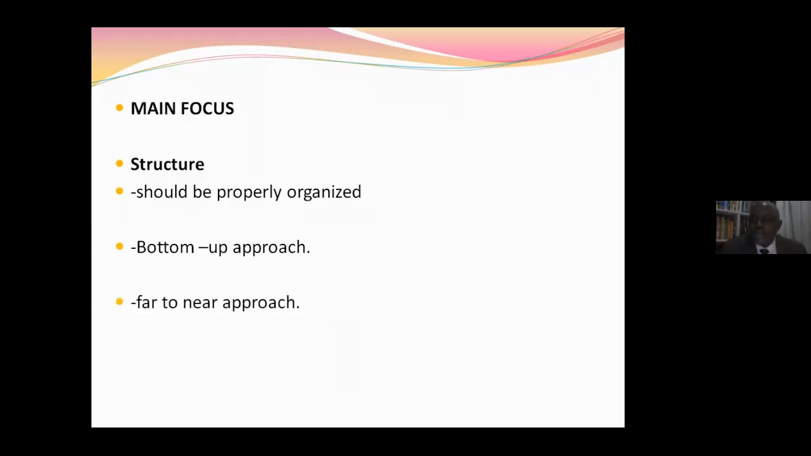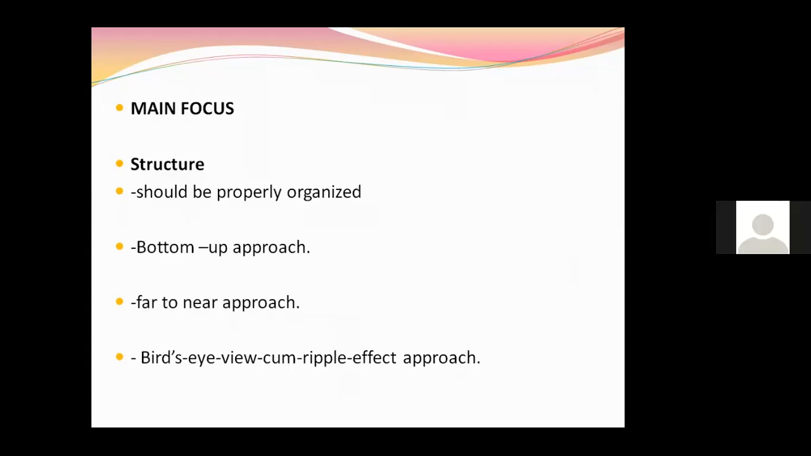Far to near is used to describe places. Bird's eye view, the calm ripple effect approach, is where you place yourself on top and you describe whatever you see down there. So these are the approaches that we introduce at this level.